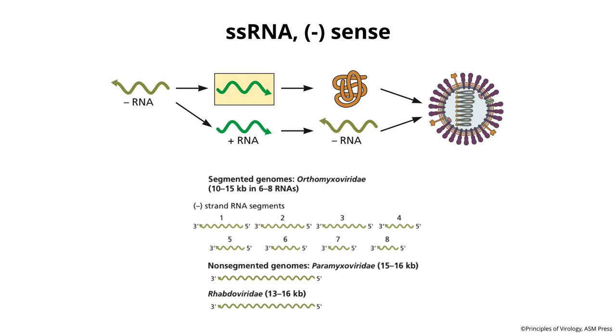Negative sense single-stranded RNA viruses. These have to come in to the cell. In the particle is an RNA polymerase that makes an mRNA. That's the one in the box here. And that's translated into proteins. And those proteins can go on and replicate the genome through a plus RNA intermediate. And eventually we have new particles. The flu virus shown here has a segmented RNA genome. We also have negative sense RNA viruses that are non-segmented, like measles and rabies virus. But again, the key here is the polymerase is in the particle.